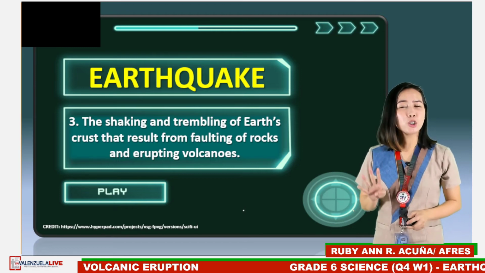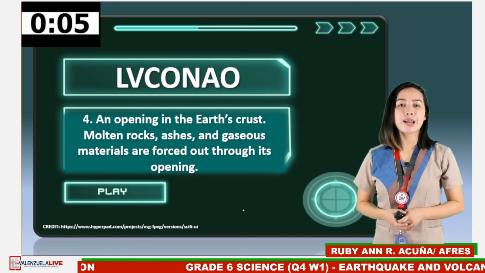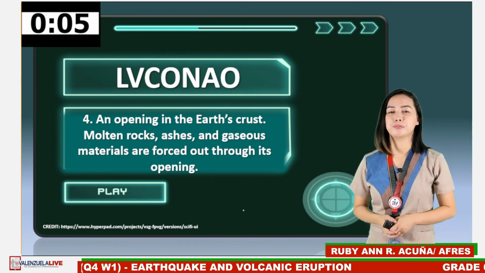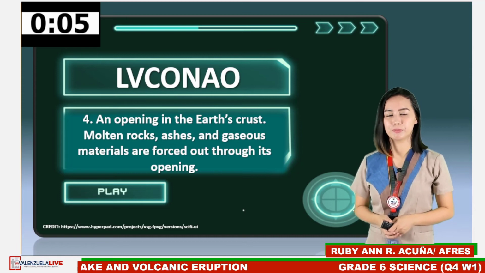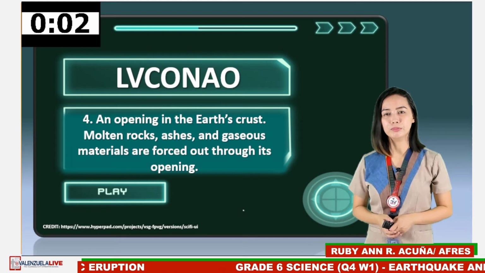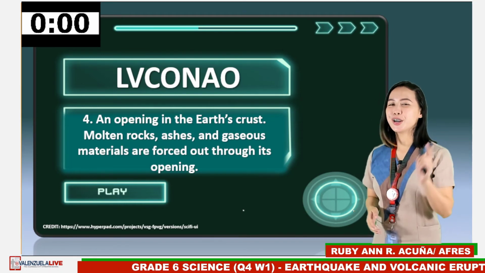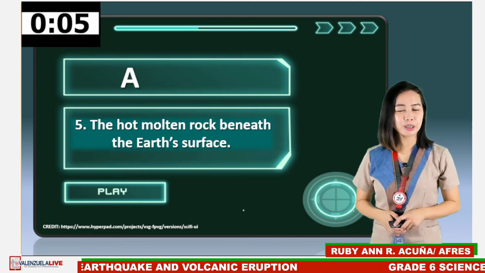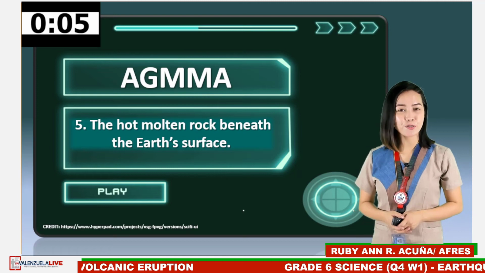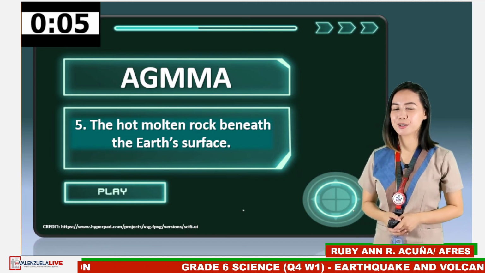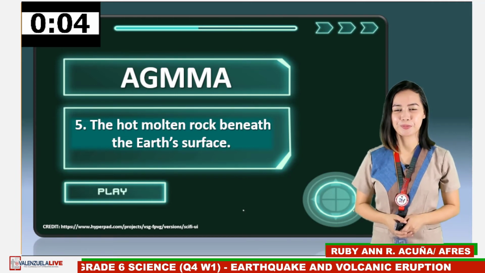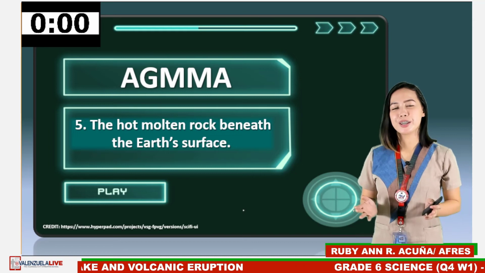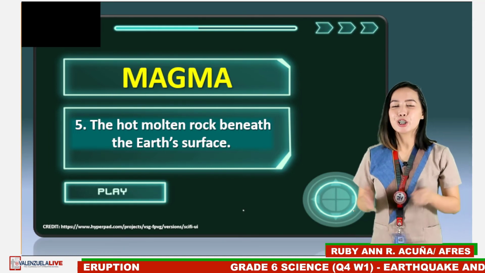And number 4, an opening in the Earth's crust. Molten rocks, ashes, and gaseous materials are forced out through its opening. 5 seconds. Comment down your answer. You are right again. It is a volcano. And for the last number, it is the hot molten rock beneath the Earth's surface. 5 seconds. Comment down your answer. The answer is magma. You did a great job, grade 6 learners.